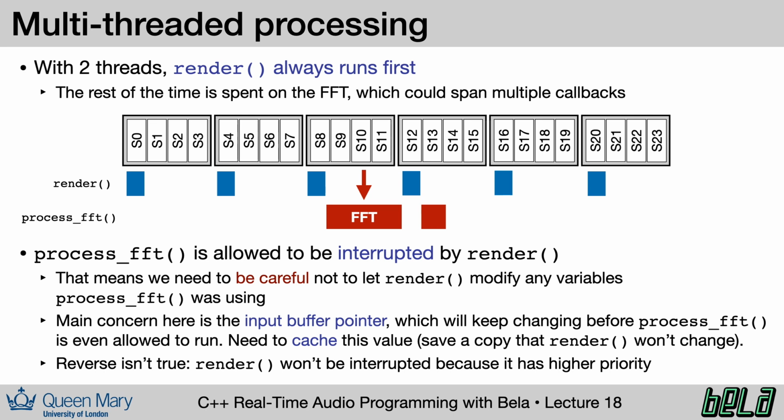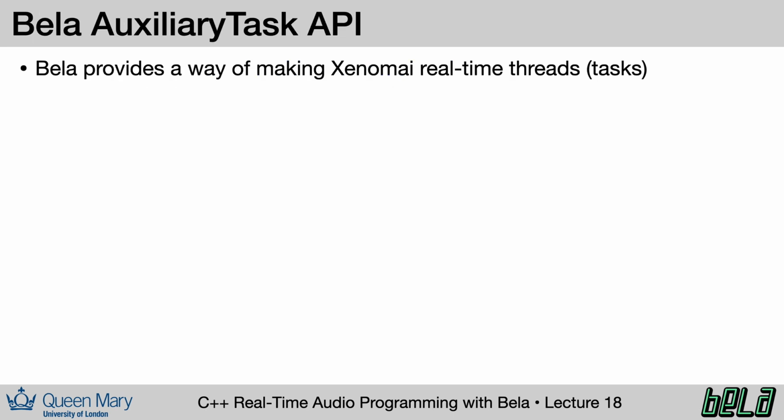Fortunately for the simplicity of our code, the interruptions can only run in one direction. Render has the higher priority, so it can interrupt process FFT, but not the other way around. That means we never need to worry about the render function itself being interrupted by other code. Now let's look at how we make a Bela program use two threads.